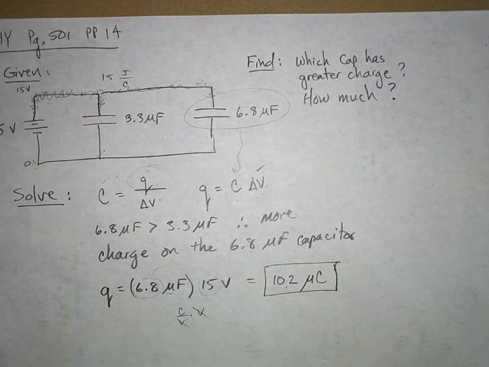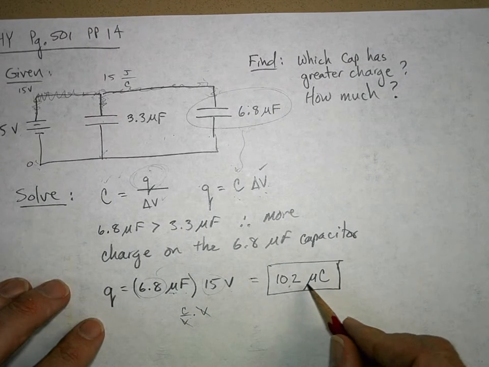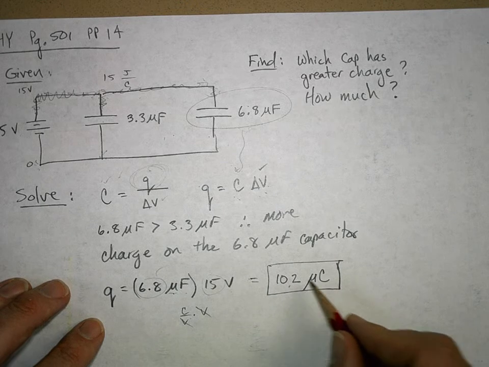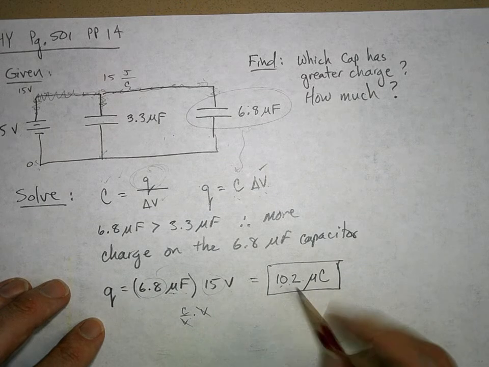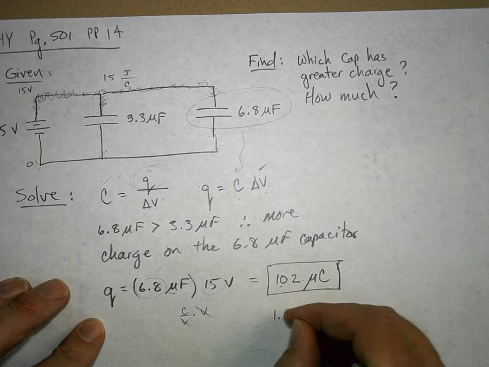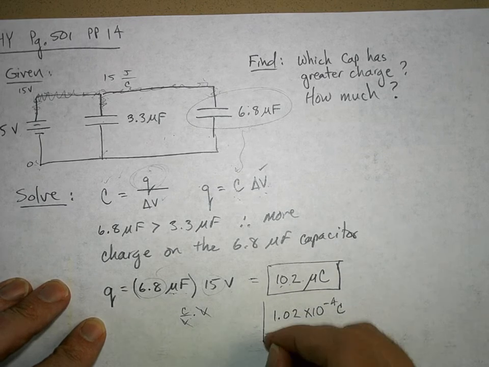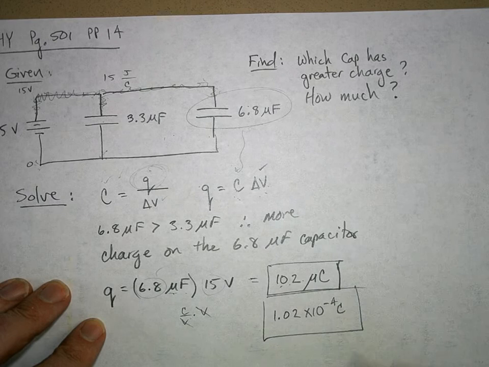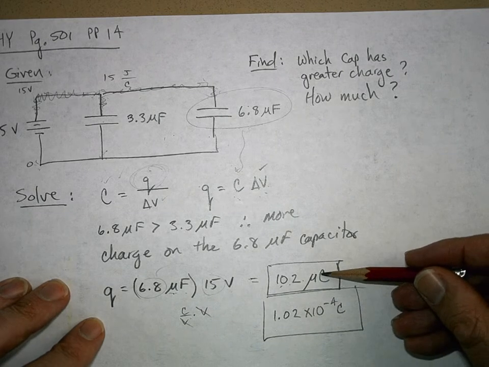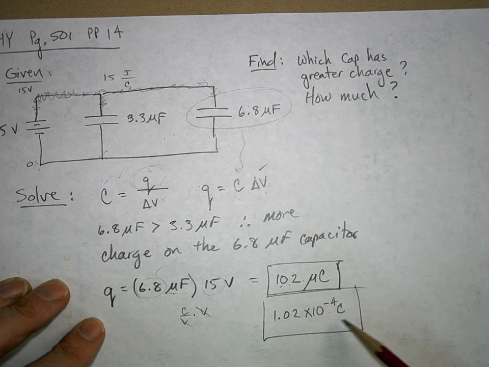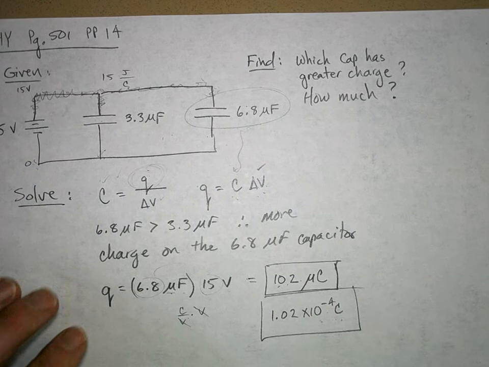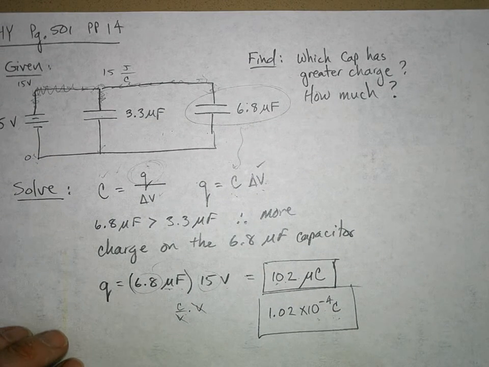Now, if you didn't do that, you could say that's 102 times 10 to the negative 6, and you move this over 1, 2, and you could say that's 1.02 times 10 to the negative 4 coulombs, and that answer is also correct. This is just expressed in microcoulombs, and this is just in coulombs, but you need that scientific notation.